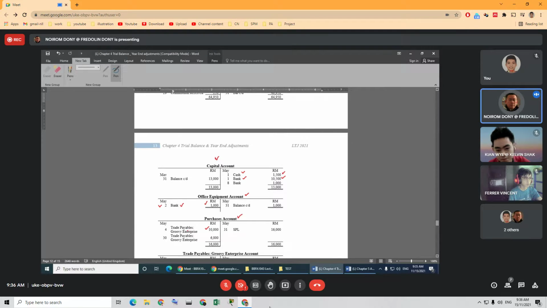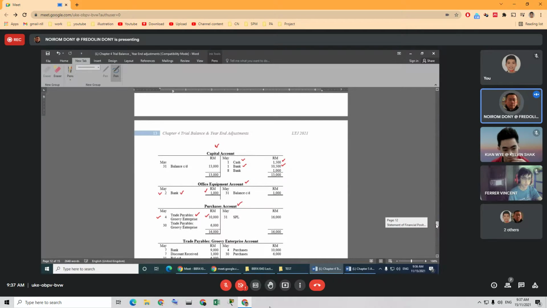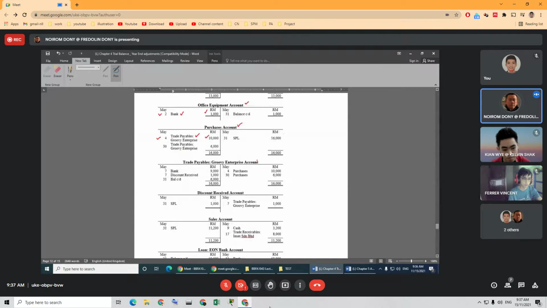And in the particulars you write down trade payable, Groovy Enterprise, and the date May the 4th, and complete the double entry by opening the trade payable Groovy Enterprise account and put the 10,000 on the credit side. Just now we debited, isn't it? So you must put it on the credit side. In the particulars, you write down purchases and the same date of transaction.